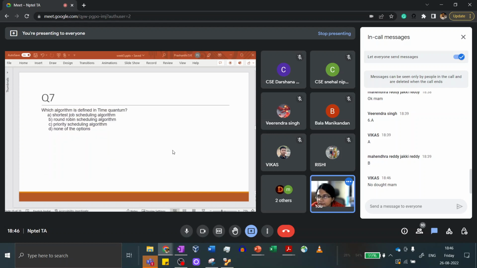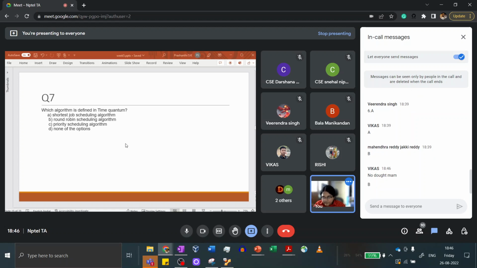Let's move on. Which algorithm is defined in terms of a time quantum? Shortest job scheduling algorithm, round robin scheduling algorithm, priority scheduling algorithm, none of the above. What do you think is the answer? B, round robin scheduling. Great. Anyone else? Okay, let's look at the answer.